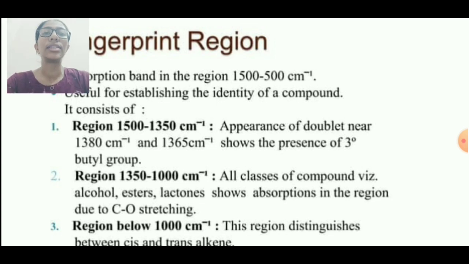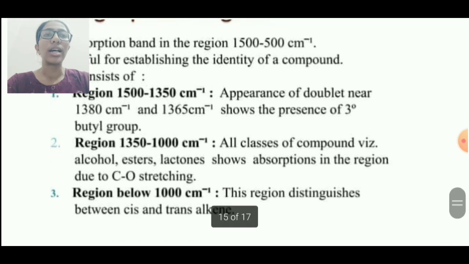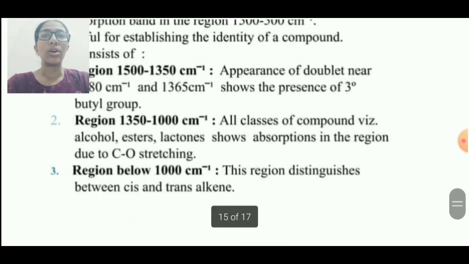Second region, 1350 to 1000 cm⁻¹. All classes of compounds, such as alcohols, esters and lactones, show absorption in this region due to carbon-oxygen stretching. Third region, below 1000 cm⁻¹. This region distinguishes between cis and trans alkenes.